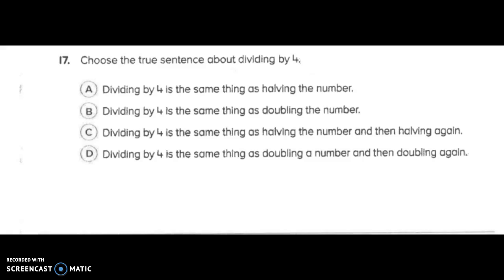Number 17. Choose the true sentence about dividing by 4. A. Dividing by 4 is the same thing as having a number. B. Dividing by 4 is the same thing as doubling the number. C. Dividing by 4 is the same thing as having the number and then having again. D. Dividing by 4 is the same thing as doubling a number and then doubling again.